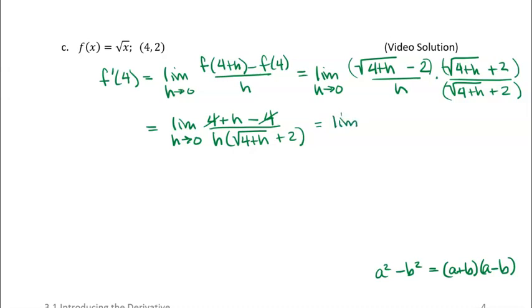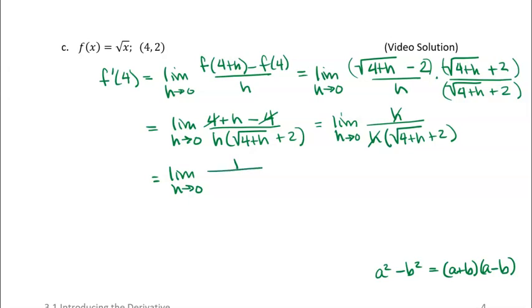I'm going to write this again. Limit as h approaches 0. And all we have left in the numerator is h, but then we also have an h in the denominator times this square root of 4 plus h plus 2. Okay, those h's will cancel now. And now, let's write down what we have left. A limit as h approaches 0 of 1 over the square root of 4 plus h plus 2.